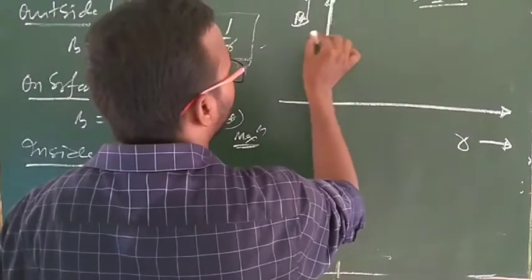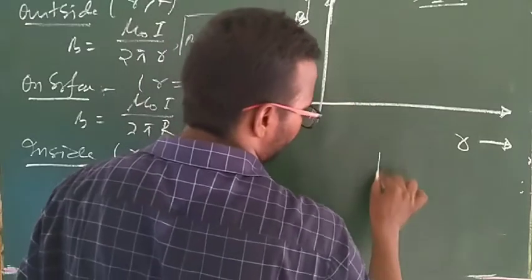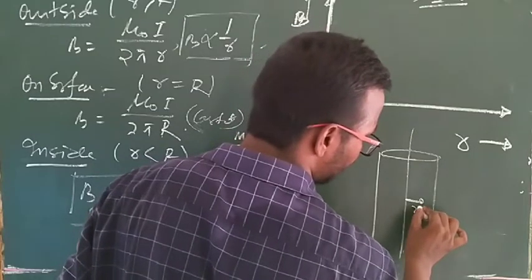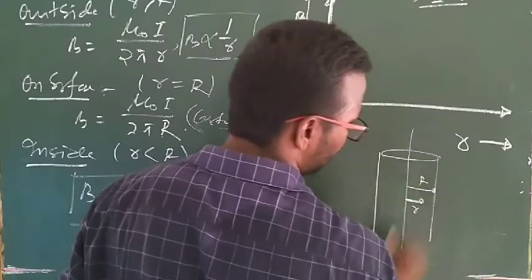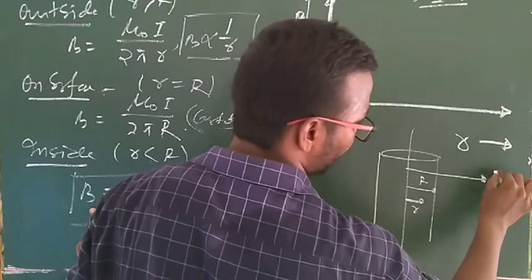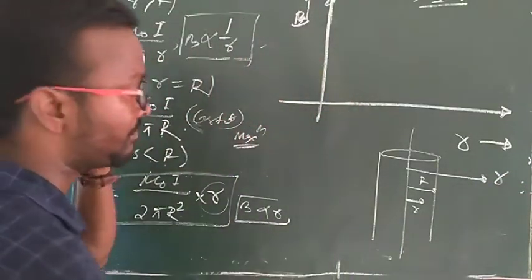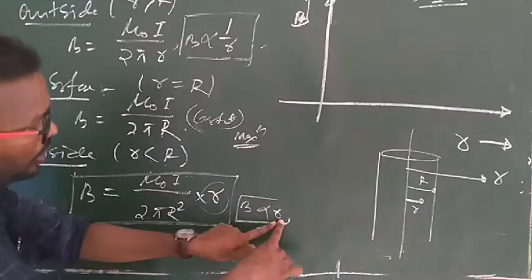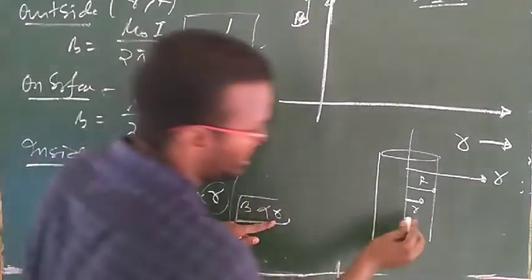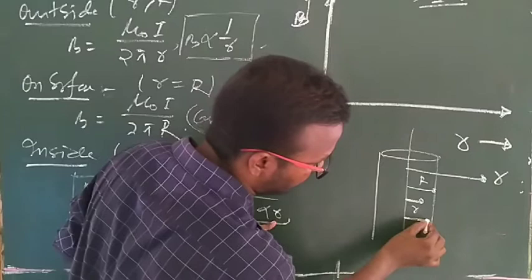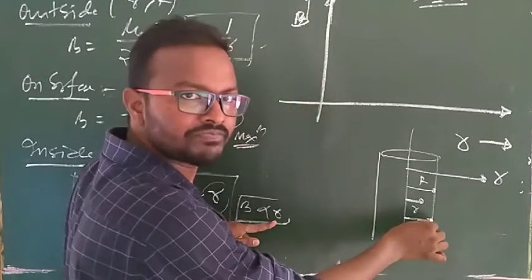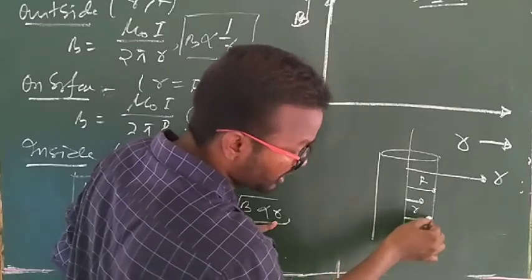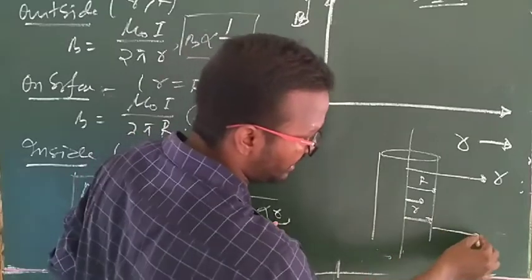That means if we take this cylinder, this is the axis, inside point, this is r, this is on the surface R, and this point is r, outside point. Clear? But inside the surface, the magnetic field is directly proportional to r up to the surface. That means here the magnetic field increases and stops. That means here it is maximum. The magnetic field increases from the axis of the cylinder to the surface. Then the magnetic field decreases.